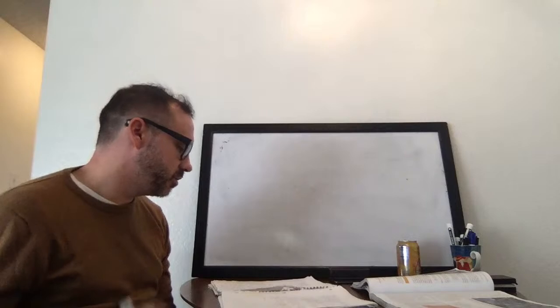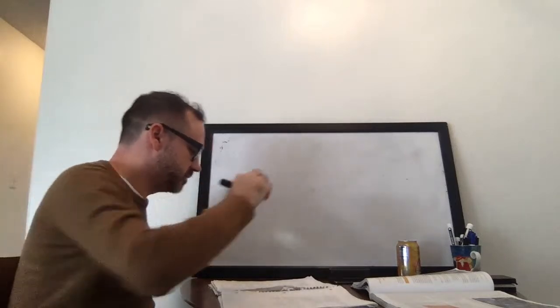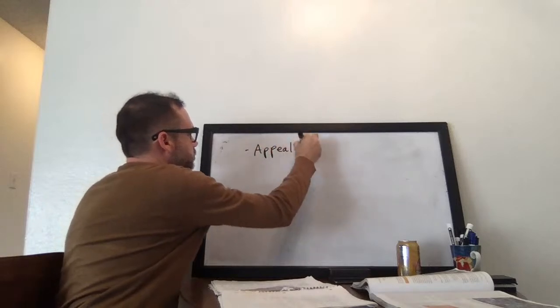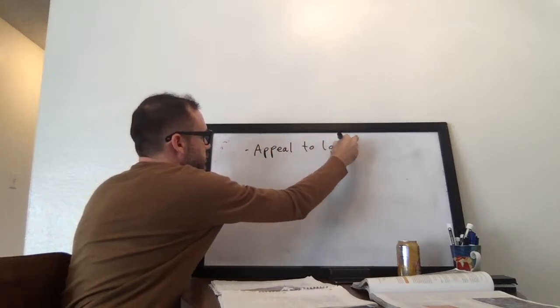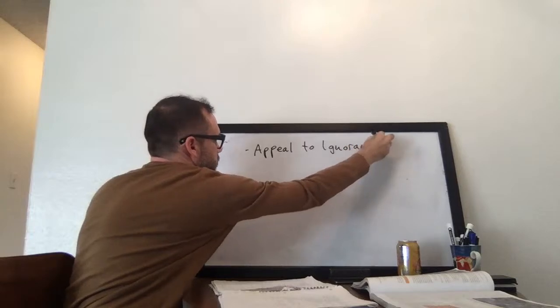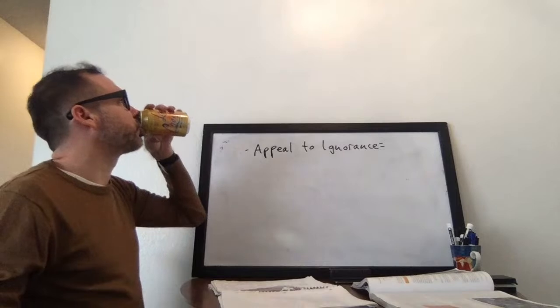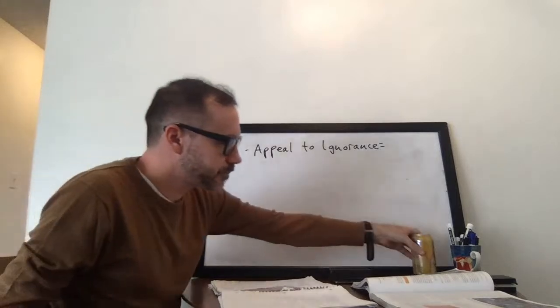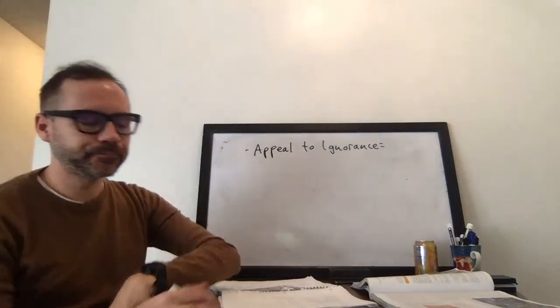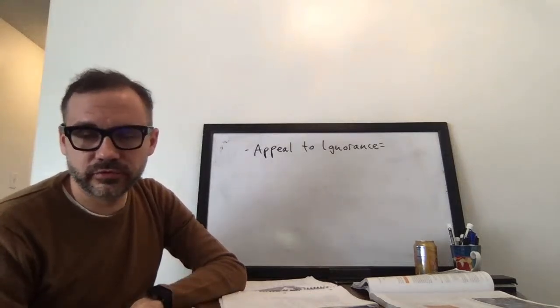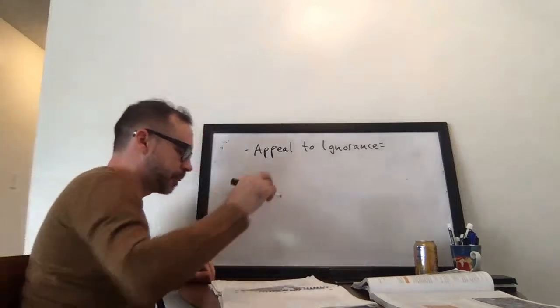So then, I've got a few more. Next up is the appeal to ignorance. Okay, so with appeal to ignorance, this is whenever we argue that something must be true just because it hasn't been proven false.